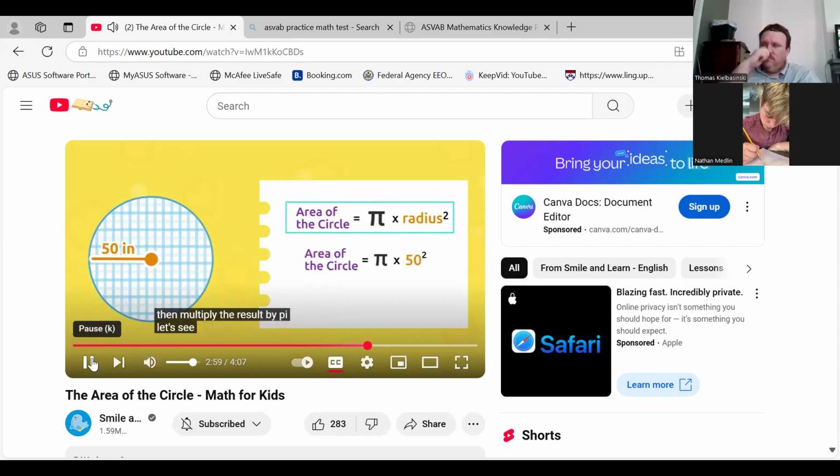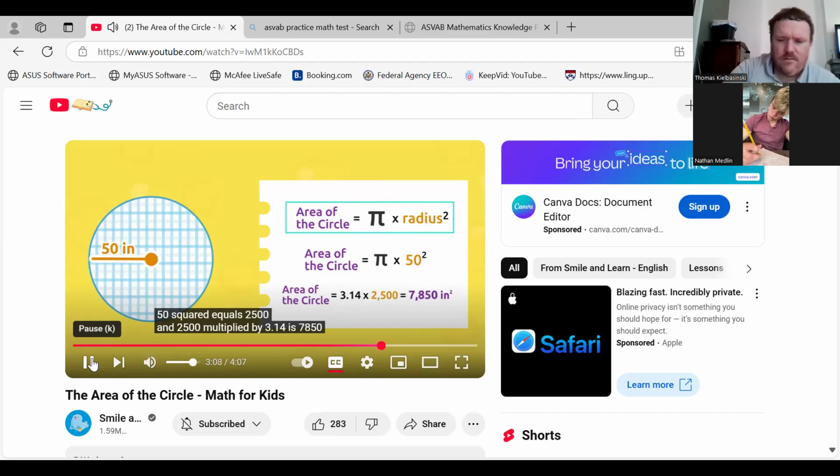Let's see. 50 squared equals 2,500. And 2,500 multiplied by 3.14 is 7,850. See, it's basically the same process. If one side is 50, then you're going to multiply that side by 50. And it'll be 2,500. And then you multiply it by 3.14.